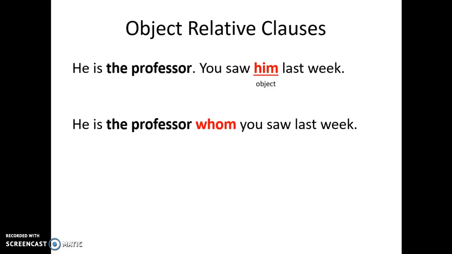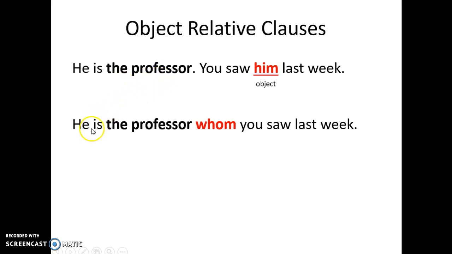When we take a look at object relative clauses, we look at these two sentences. He is the professor. You saw him last week. We're focusing on not the subject, you. Instead, we're focusing on the object. Okay, so in this sentence, him is referring to the professor. So the object in this sentence is the same as this noun in the first sentence.